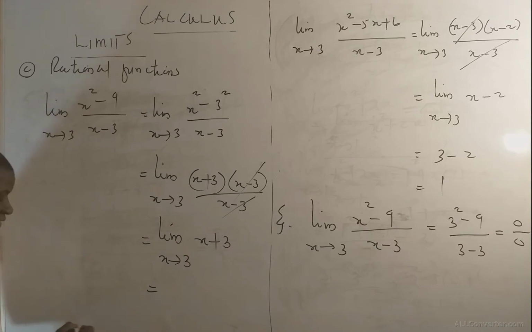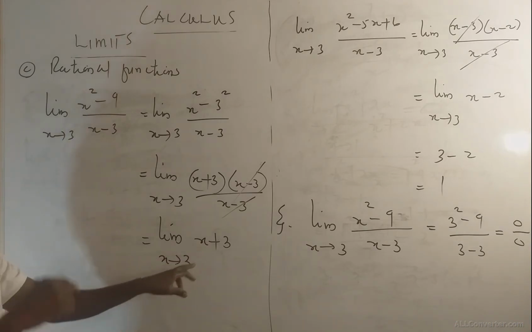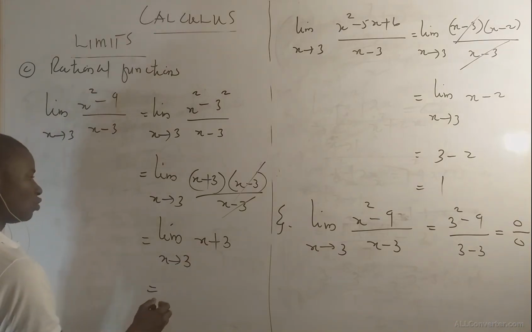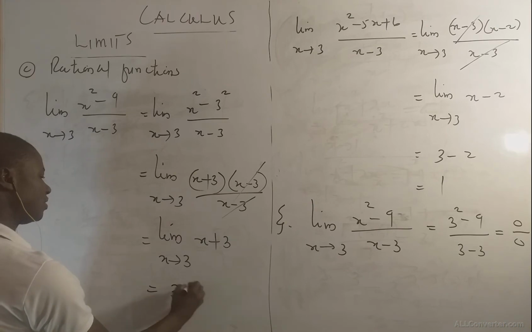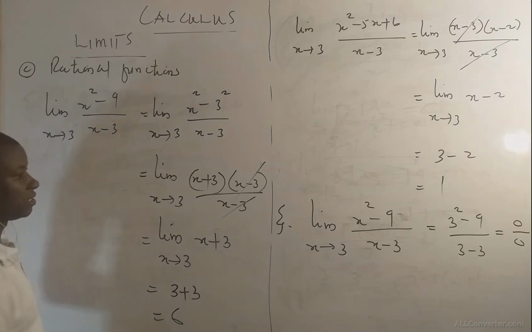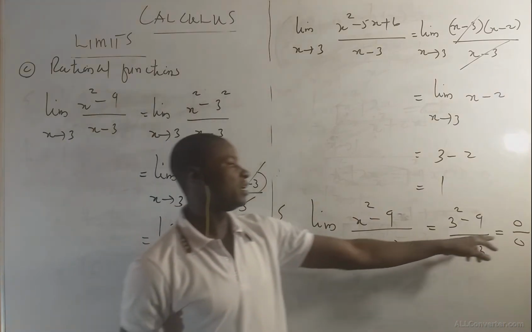So if you have the limit as x approaches 3 of the function x plus 3, that means that wherever we see x in the polynomial function, we substitute it by 3. And in doing that, x plus 3 will now be 3 plus 3, and the answer is 6. So do you see that we are getting 6? It is not 0 over 0.